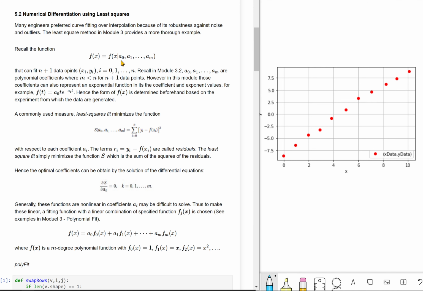So the polynomial, given the coefficients a0, a1, up to am, can fit the n plus 1 data points. So you have the data points up to n. Now if n and m are equal, then this method is what we call interpolation. But since they're not equal for the least squares, we call this one curve fitting.